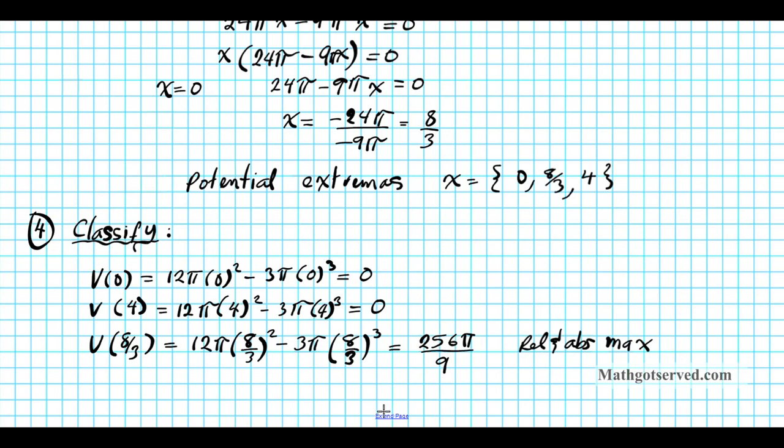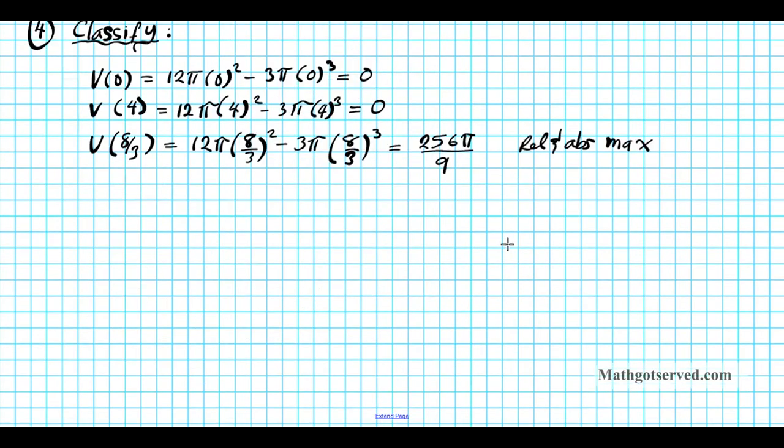Okay, so let's just do x right here. This is not necessary, but if you wanted to verify using the second derivative test, all you need to do is you have a critical point, and if the second derivative is negative, you have a downward concavity or it's concave down, and that indicates that you have a maximum at that critical point. All right, so we know that v prime of x was equal to 24 pi x minus 9 pi x squared. And then the second derivative, v double prime, is going to be 24 pi minus 18 pi x.